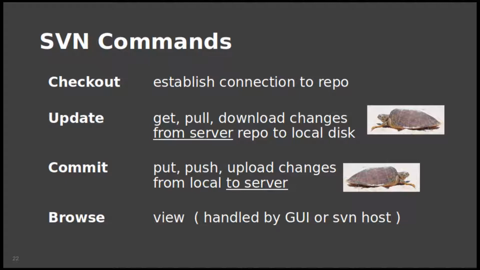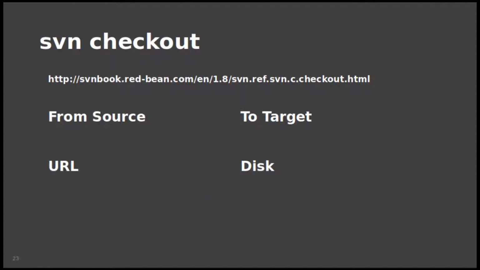You will find it very helpful to memorize update versus commit. These two commands have different names in different version control systems. Update means get, pull, or download the changes from the server repo to your local disk. Commit means put, push, or upload the changes from your local disk to the server repo. Browse is not a formal command, but most hosts and tools give you some way to browse the code directly on the server.